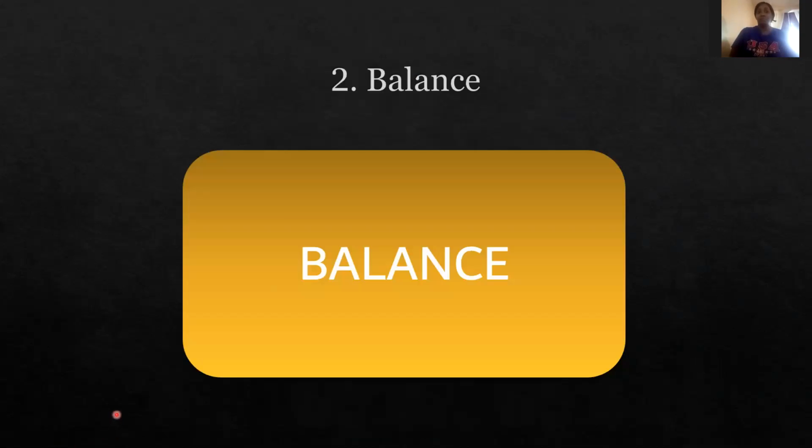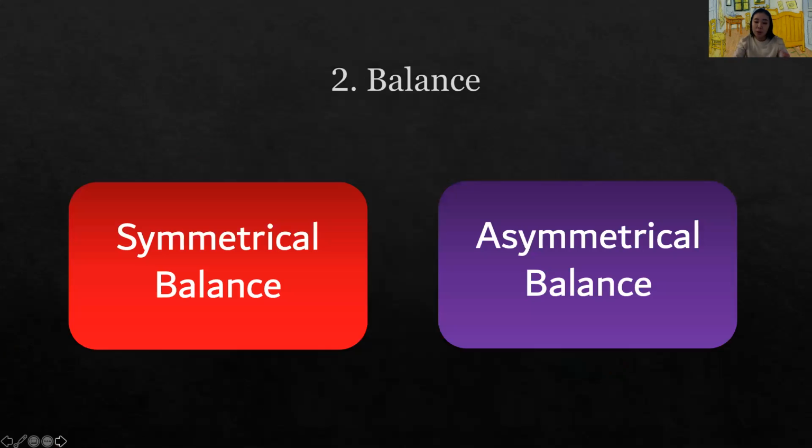So let's move on to the next principle, balance. Balance refers to an apparent heaviness and lightness of forms arranged in composition. There are two types of balance in art. The first one is symmetrical balance, and the other one is asymmetrical balance. Let's see what these are.